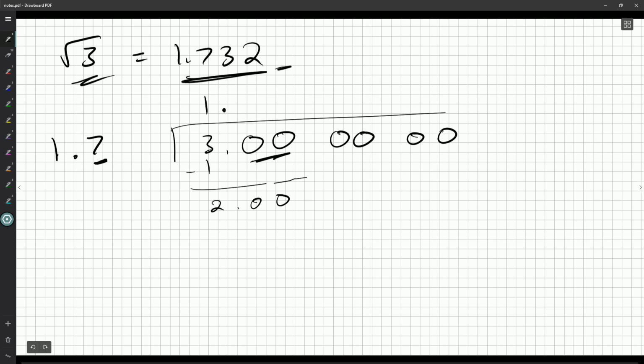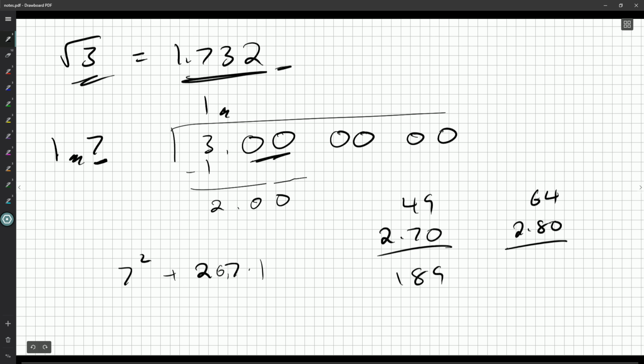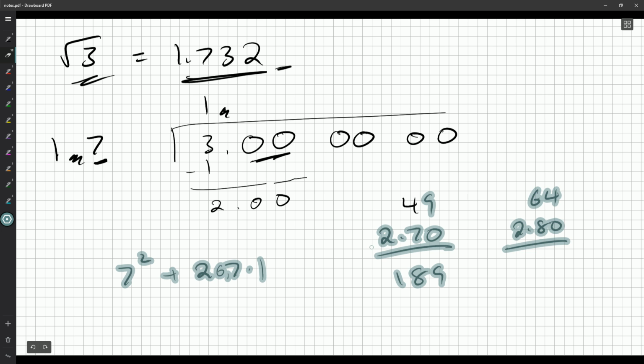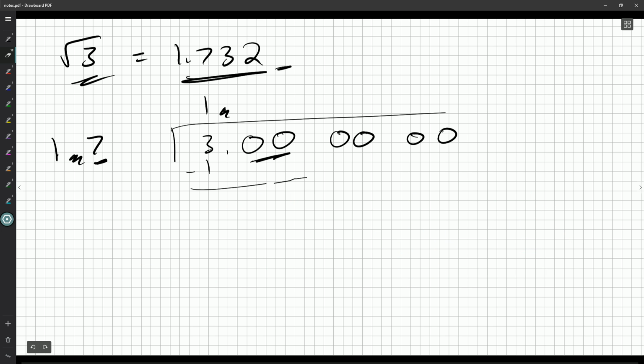It's this value, and then it squared plus 2 times the 7 times the 1. I think you ignore decimals. So 49 plus 2 times 70 is 189. And the next one wouldn't work. 64 plus 2 times 80 would be more than 200. There we go. That's the trick to it, I think. So you get a 7 there.